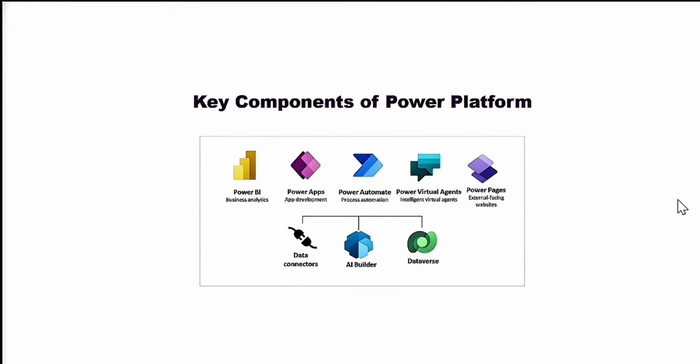So we will be looking at each of these key components of the Power Platform, what each of these components do, and how they all work together to create business solutions. The key components of the Power Platform as of today include Power BI, Power Apps, Power Automate, Power Virtual Agent, and Power Pages. We're looking at what each does and how they all contribute and work together to create smart business solutions.